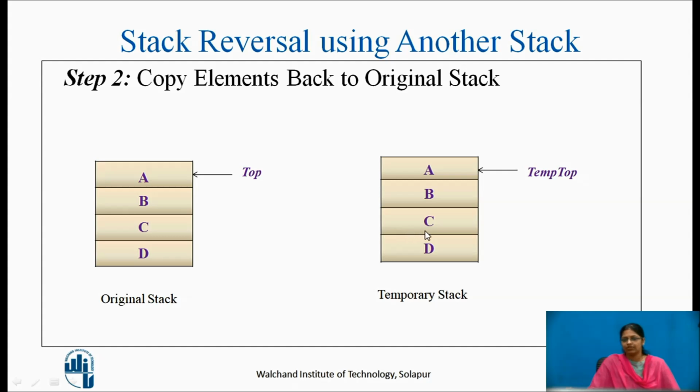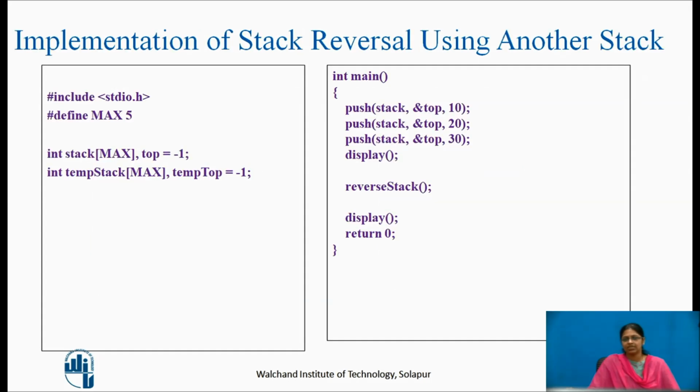The element at the first index of the temporary stack will be copied to the first index of the original stack. So element to element copying of the elements happens here. So this is the procedure for stack reversal using another stack. Let us see now the implementation of stack reversal using another stack by using C programming.